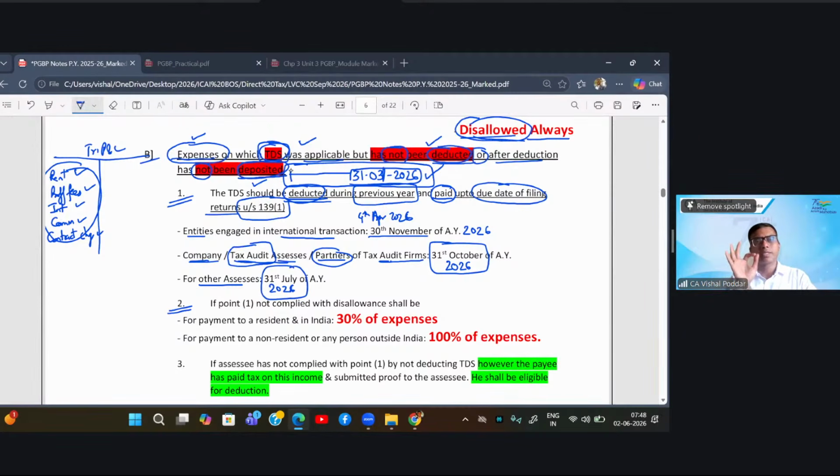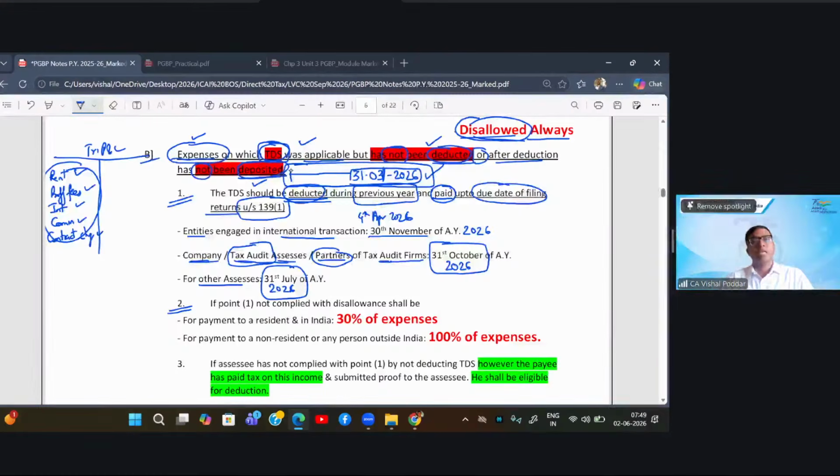Now, what is the second condition? The first condition was that TDS should have been deducted during the previous year. Fine, you have deducted, great. The deposit is allowed again in the previous year itself, or after the end of the previous year also as per this condition, but maximum up to your due date of filing your returns.